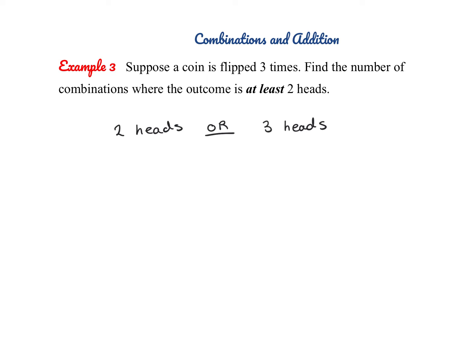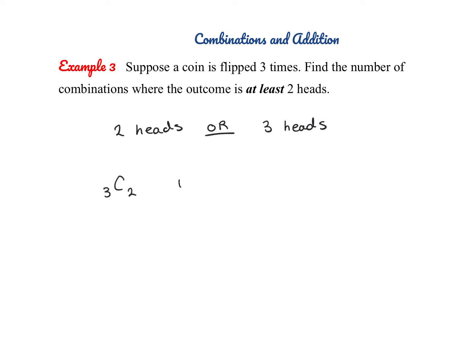So let's first talk about how we could find the total number of combinations where we get two heads. There are 3 flips, and then we are getting 2 heads. So we're essentially asking how many different ways could we get 2 heads from 3 flips.